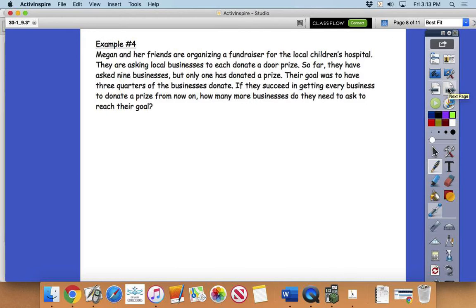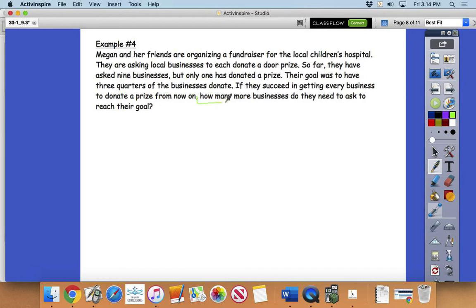Example number 4. Megan and her friends are organizing a fundraiser for the local children's hospital. They are asking local businesses to donate a door prize. So far, they have asked 9 businesses, but only 1 has donated a prize. Their goal was to have 3/4 of the businesses donate. If they succeed in getting every business to donate a prize from now on, how many more businesses do they need to ask to reach their goal?